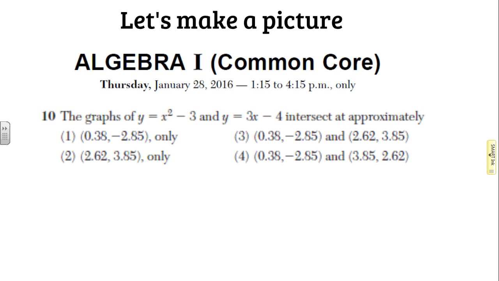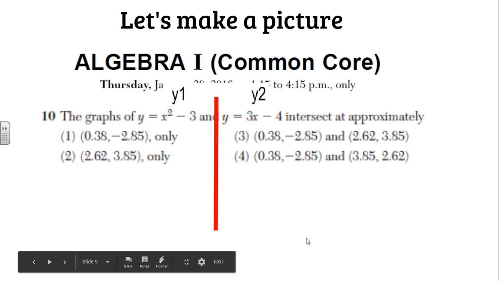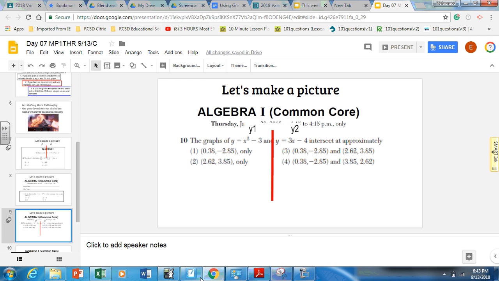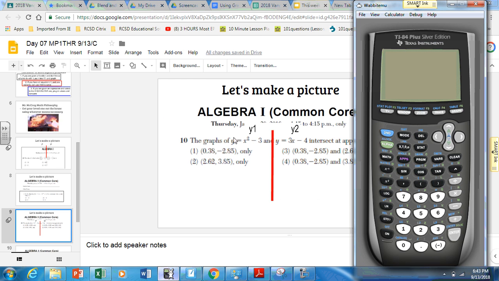Now, we had talked a bit about this before. Our intersection is where our line is going to cross. So based on Mr. McRae's rule, we're going to set the first equation equal to y1 and the second equation equal to y2. All right, and so in doing that, we're going to get our handy dandy graphing calculator here, and we're going to go to work.